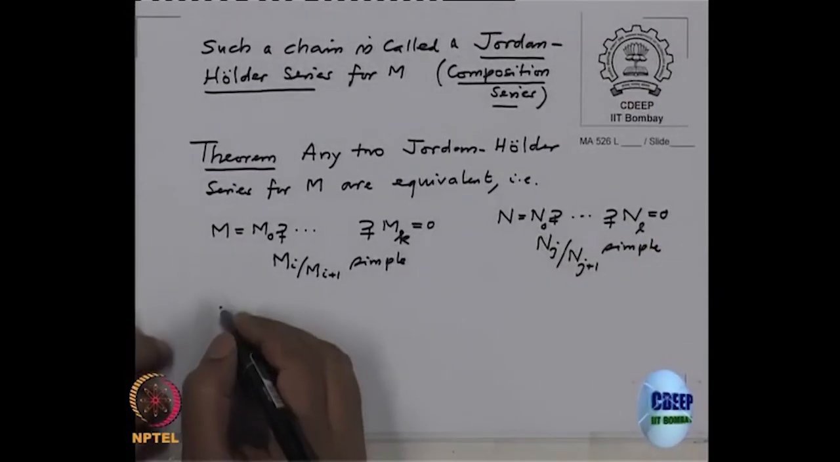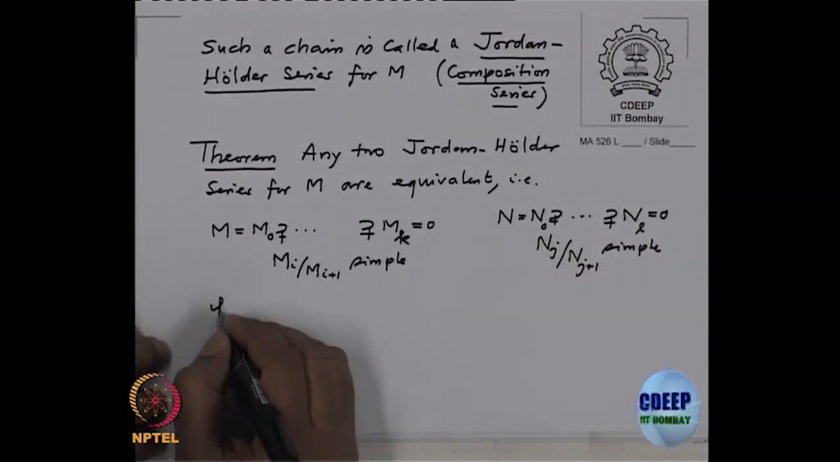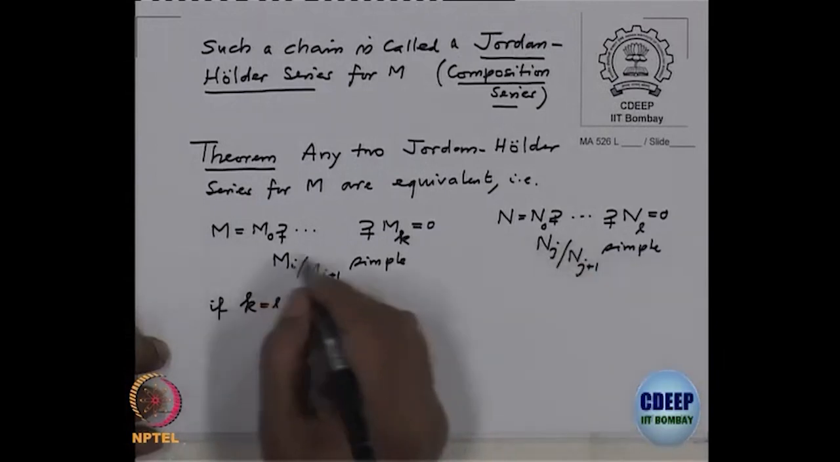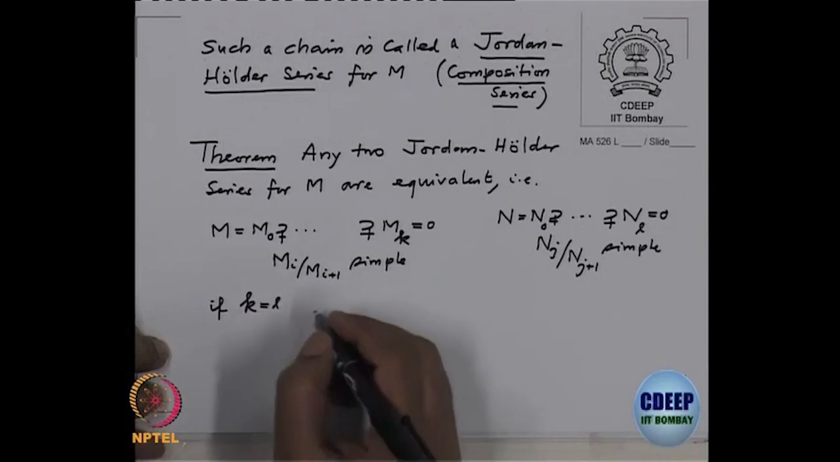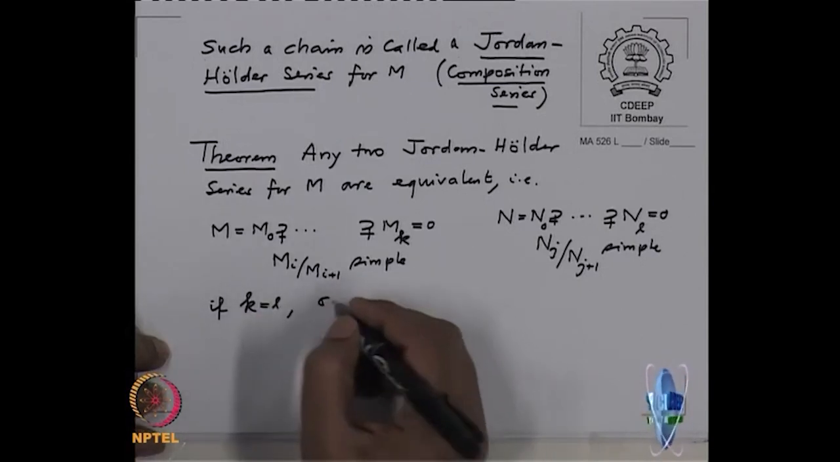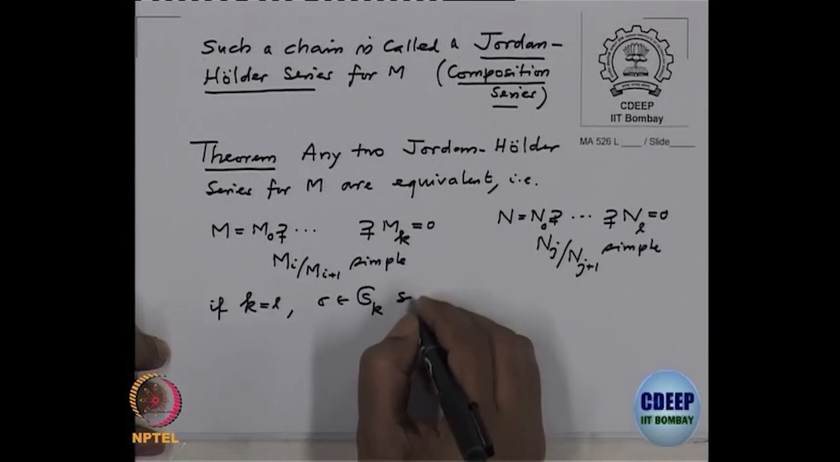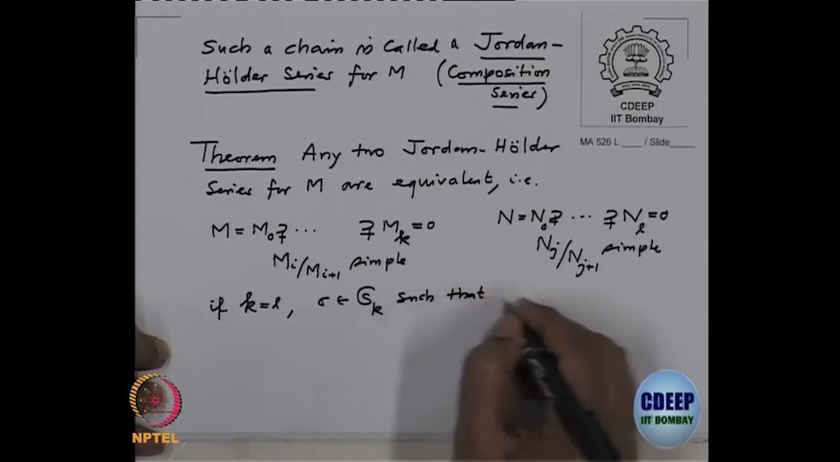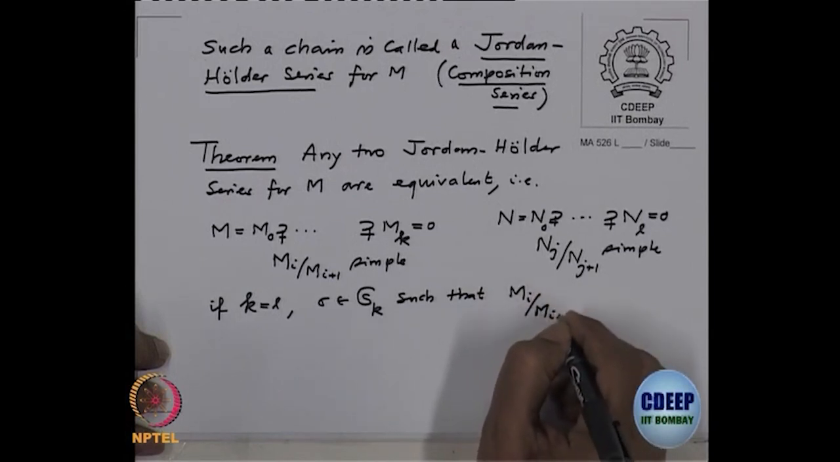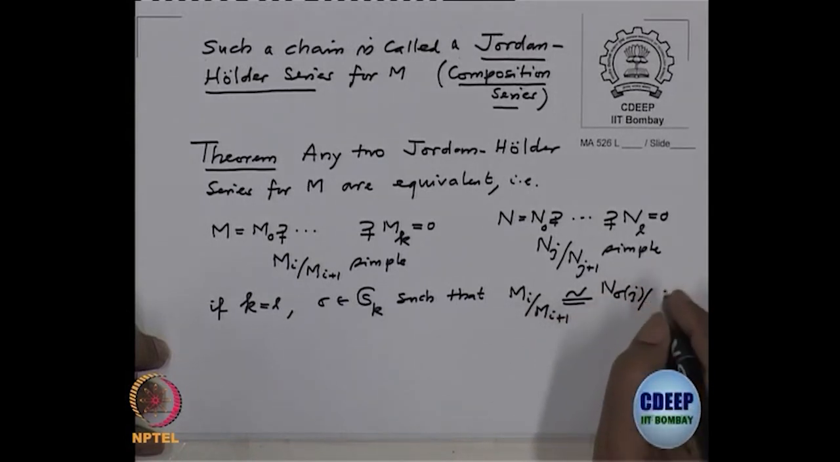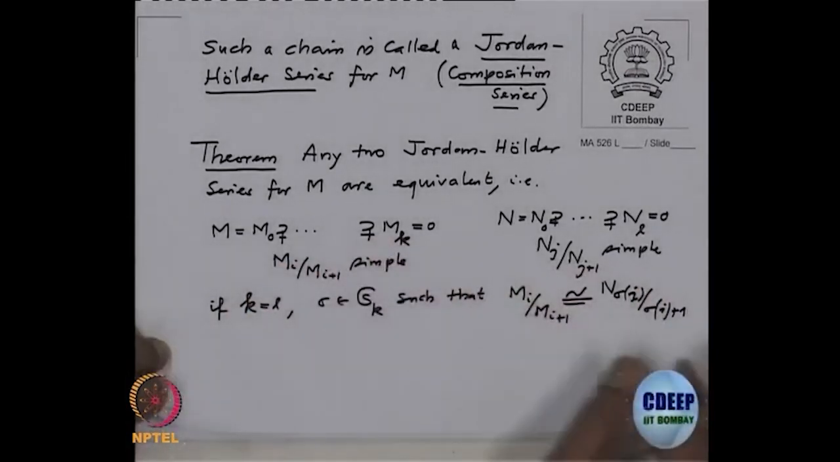And we call them equivalent if k equals L, and there exists a permutation sigma on k letters, so S_k, the permutations on k symbols, such that M_i by M_{i+1} is isomorphic to N_{sigma(i)} by N_{sigma(i)+1}. So up to permutation, the successive quotients are the same, isomorphic.